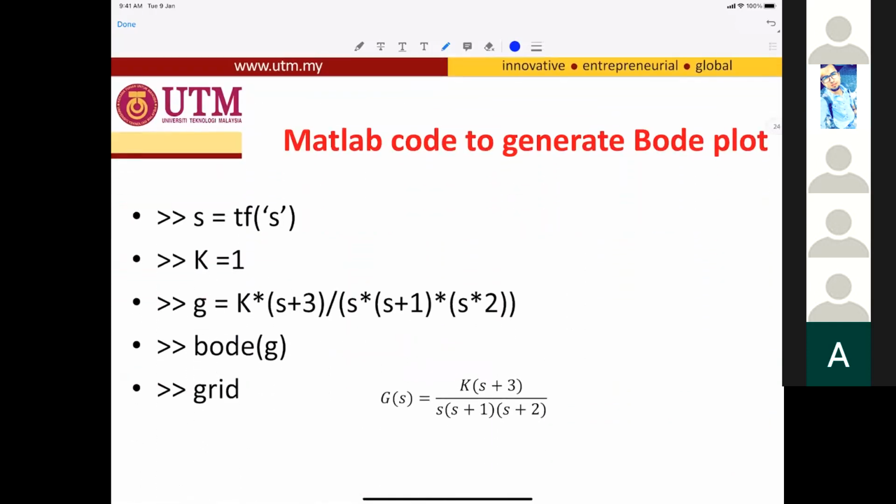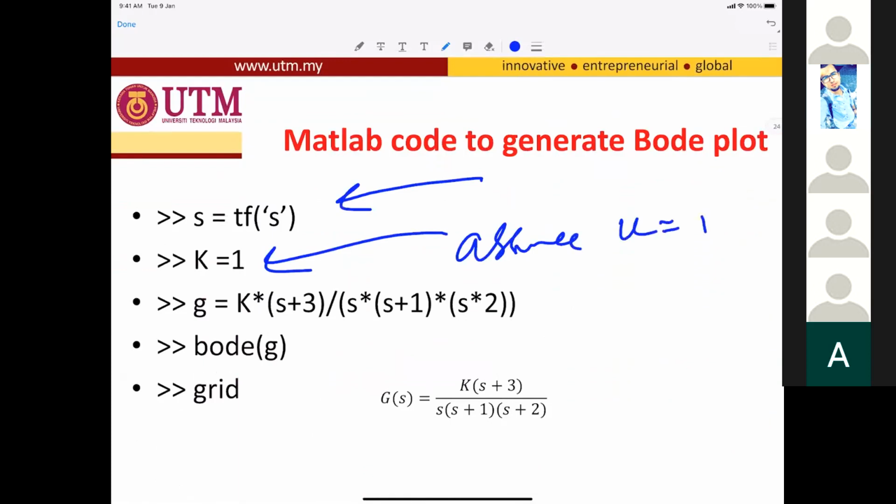MATLAB code to generate, as usual, you use this command, s equal to tf('s'). Assume K equal to 1. Then write this command, G equal to K times (s plus 3) and so on, multiply. Then the command is bode(G). And then you find the grid. Can we go to the MATLAB? You want to have a look? Yes, please, doctor.